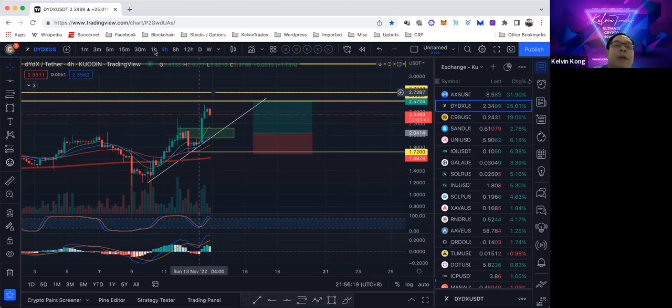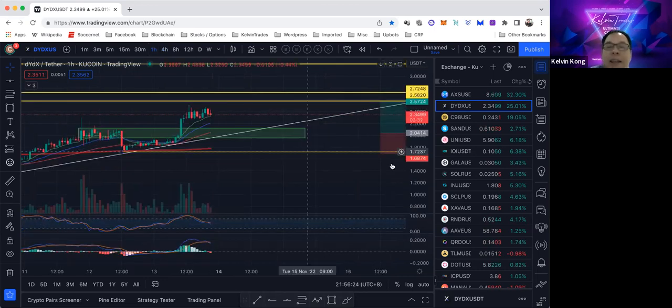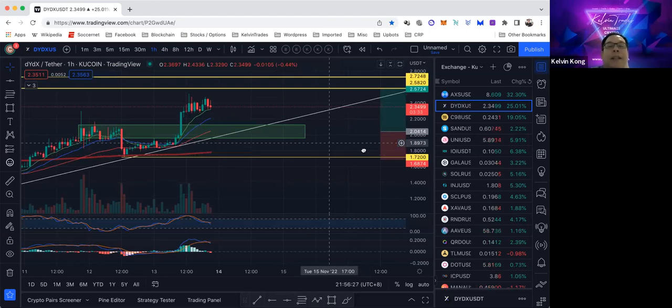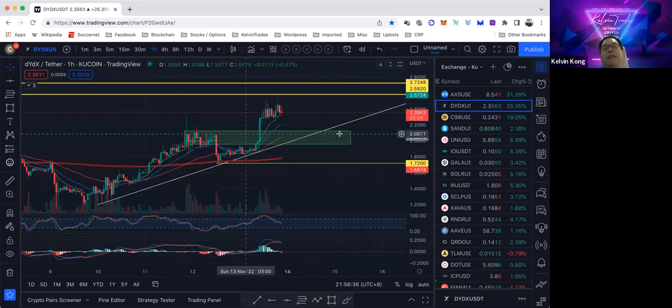That's why I like 1 hour. So no need to guess. Every hour there's a candlestick. Yeah, guys, just take note of this. When this thing comes down to the trend line, you buy. Okay, stop loss here.